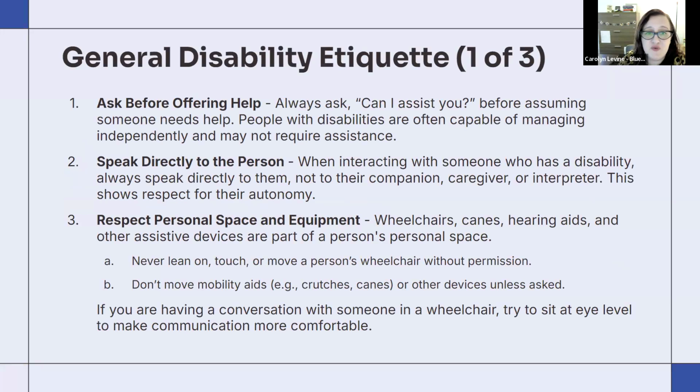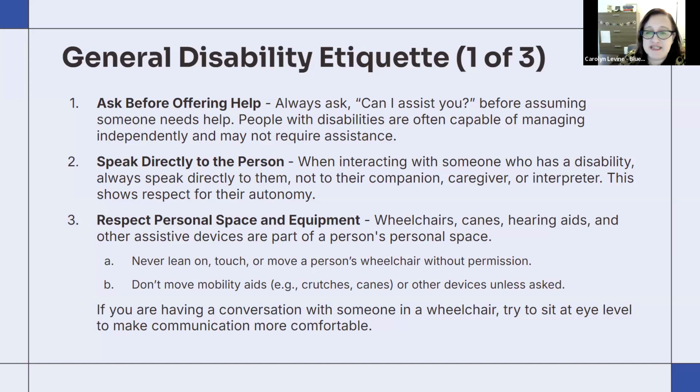The next one is speaking directly to the person. So if someone has an interpreter, for example, and I know this is difficult because our knee-jerk reaction is to look at the person who is speaking, which is very normal. But in that situation, the interpreter is supposed to be almost like an extension of the person that they are interpreting for. So you want to look at the person, the student, and not the interpreter.